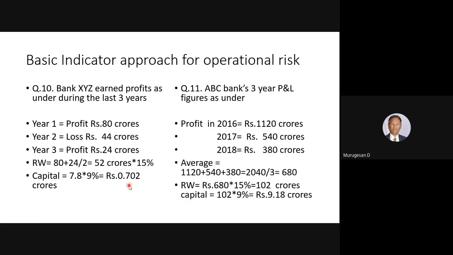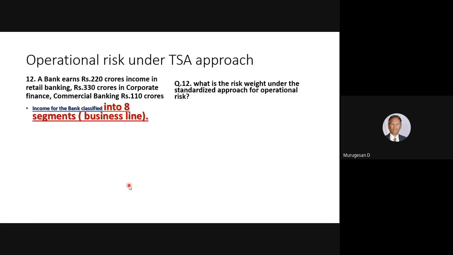When there is a continuous profit, you divide by 3. For example, this is the one they are now asking. This is known as the standardized approach. Credit risk also has a standardized approach, that is a different formula. Here, operational risk also has the basic indicator approach and the standardized approach. What is the standardized approach?